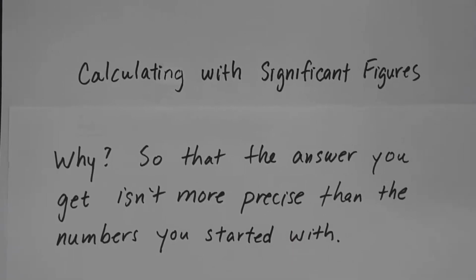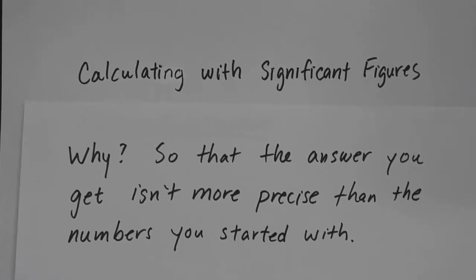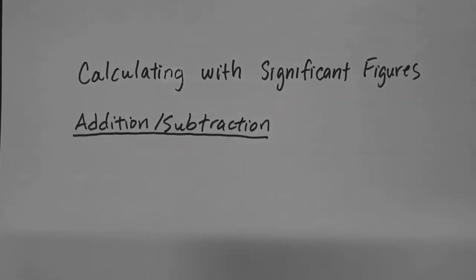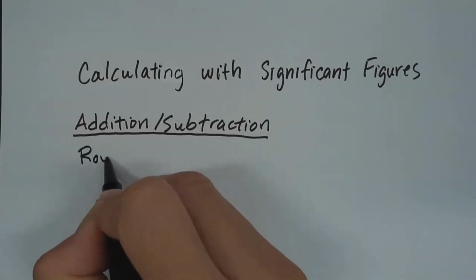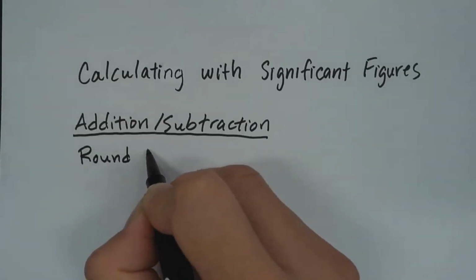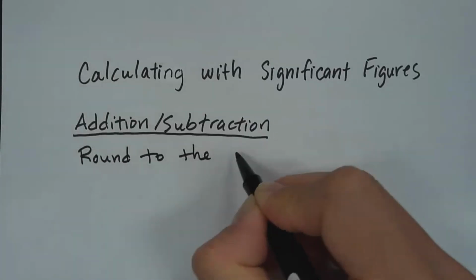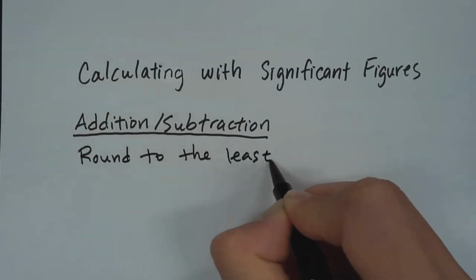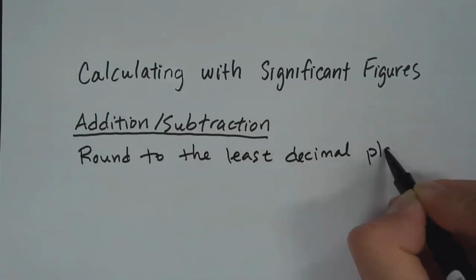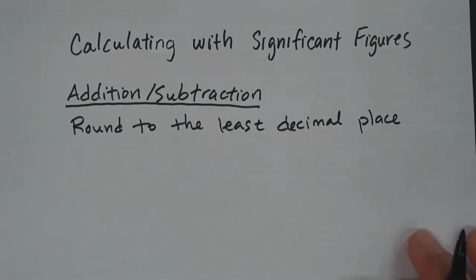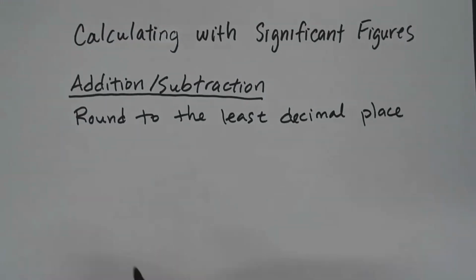Now there are different rules depending on addition and subtraction versus multiplication and division. So we're going to start off with addition and subtraction. For addition and subtraction, when you add or subtract, we're going to round our answer to the least decimal place of the numbers we started out with. So let's take a look at an example.